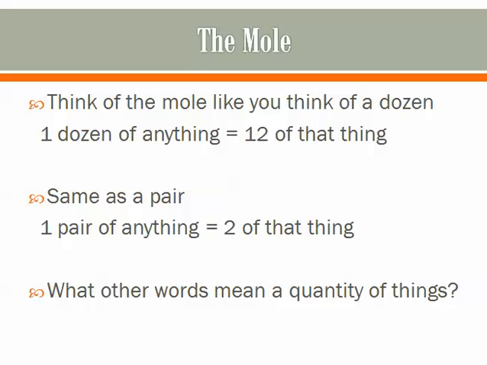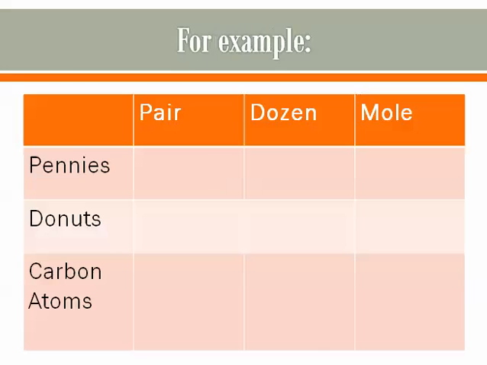There are other words in the English language that also mean a quantity. Can you think of any of them? Some that I came up with were a baker's dozen, meaning 13, the word score, as in four score and seven years ago, meaning 20, and gross, which is 12 dozen, or in other words, 144. There are definitely others beyond these ones.